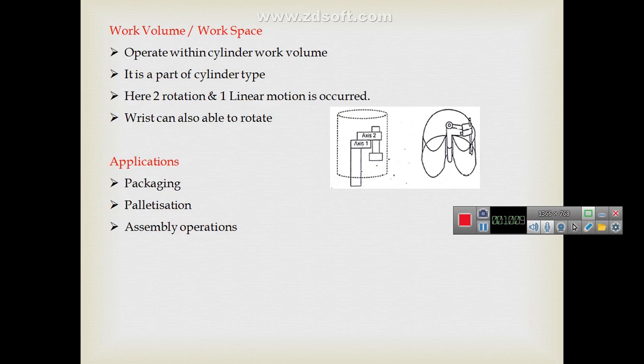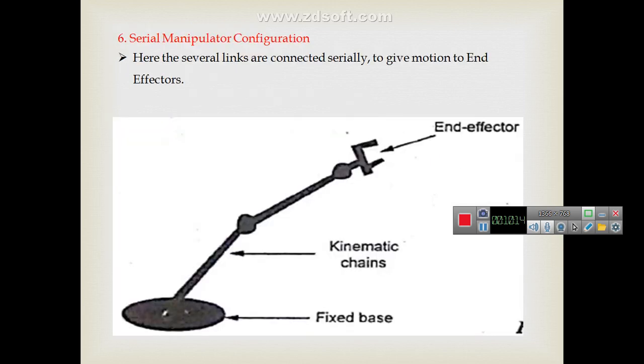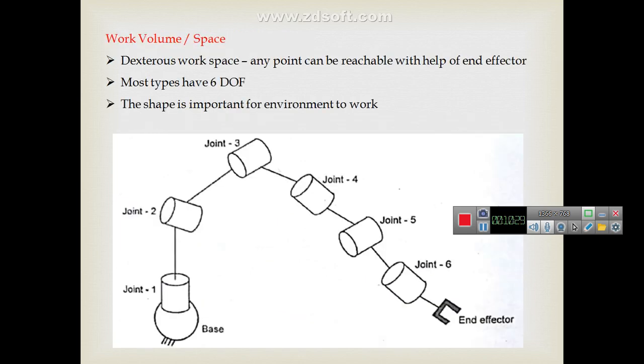So the applications: packaging, palletizing, and assembly operations can be carried out by the SCARA robot. Then the serial manipulator configuration. Here several links are connected serially to give motion to the end effector. So we can easily carry out the work using the end effector, right? The work volume space is reachable with the help of the end effector. Most types have 6 degrees of freedom, which is important for working in the environment.